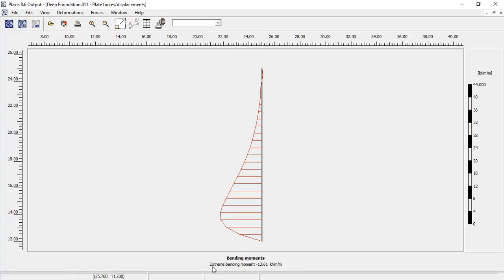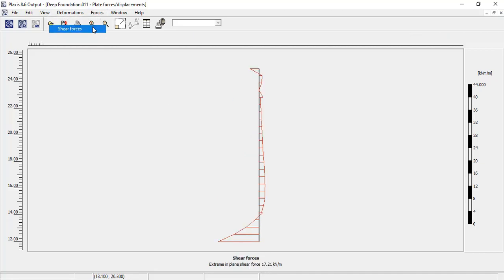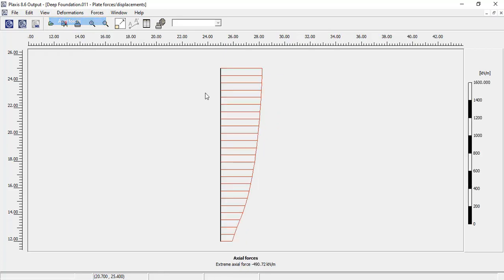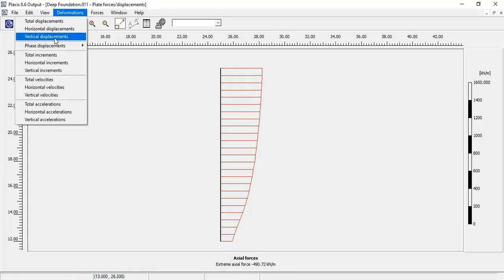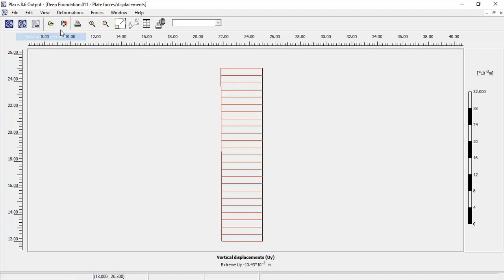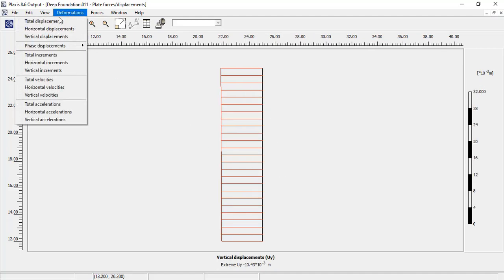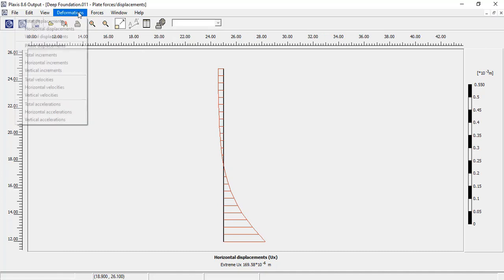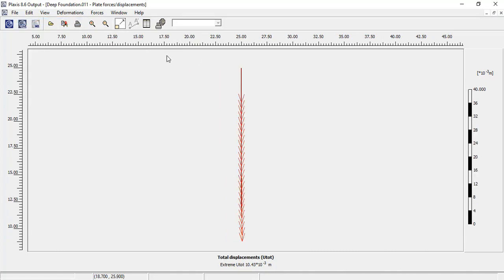You can get the bending moment, the maximum bending moment here equals 13.61, and the maximum shear force equals 17.21, the axial force equals 490.72 kilonewton per meter. For the deformation, you can get your vertical displacement, your horizontal displacement, and your total displacement.